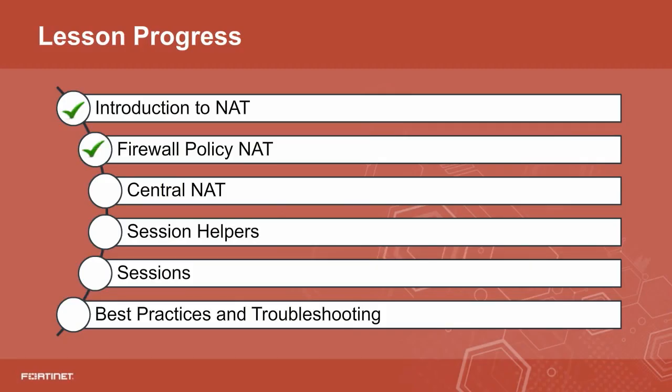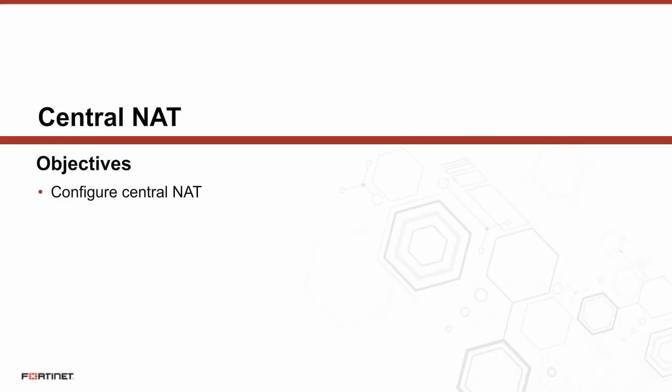Good job! You now understand Firewall Policy NAT. Next, you'll learn about Central NAT. After completing this section, you should know how to configure Central NAT. By demonstrating competence in configuring Central NAT to perform SNAT and DNAT, you will be able to use NAT on a more granular level to control IP addresses, protocol, and port translation.